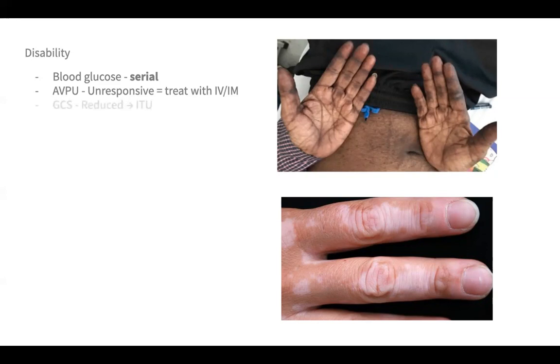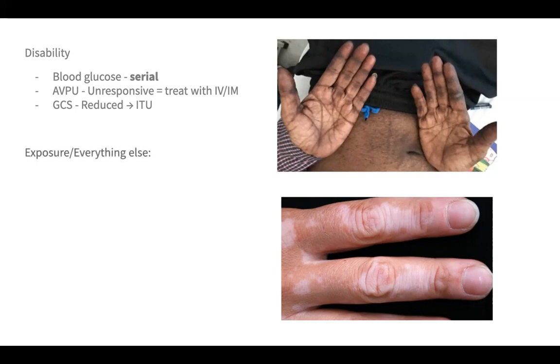But also, if the patient's got a reduced GCS, you need to consider contacting ITU, because patients with DKA or deranged blood sugars and reduced GCS, i.e. high blood sugars with reduced GCS, you need to consider that they need to be moved to ITU.